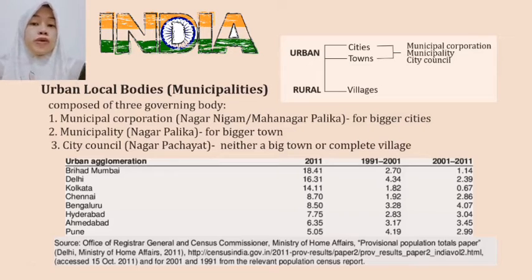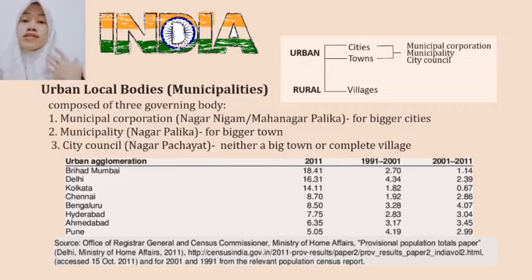A municipal corporation is for bigger cities like metropolitan cities. For instance, if a place has a population of more than 1 million, then it is termed a municipal corporation. The largest municipal corporations are in the metropolitan cities of India such as Delhi, Surat, Mumbai, Kolkata, Chennai, Bengaluru, Hyderabad, Pune, and Ahmedabad. While the municipality is constituted for a smaller urban area, it is for a bigger town.